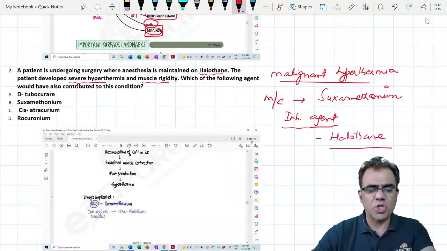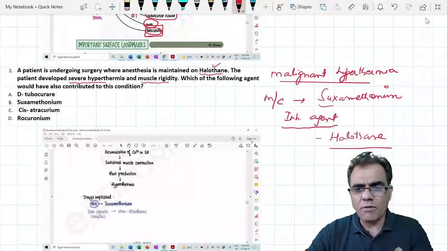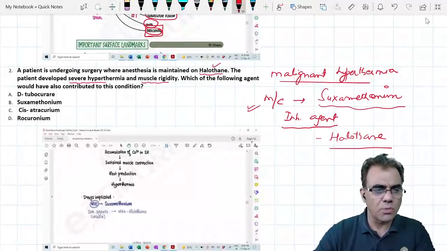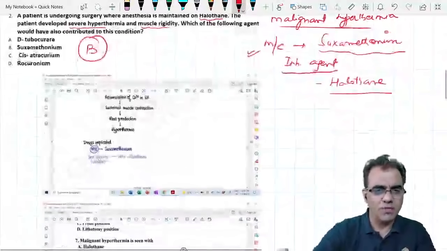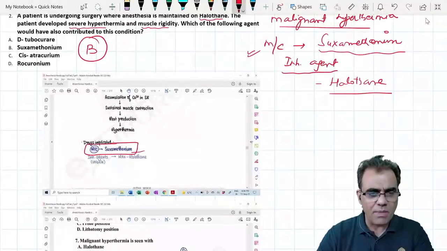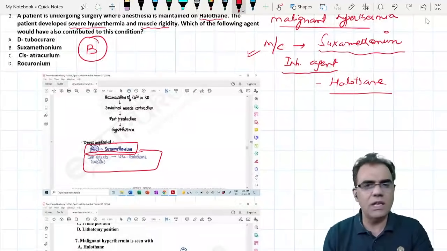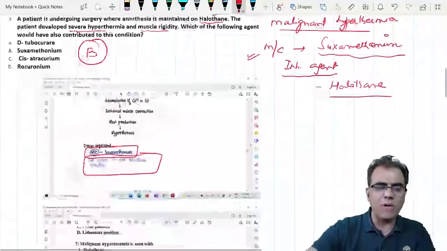So this was the question. Patient already receiving halothane, then another agent which would have triggered this condition is succinylcholine. So the answer should be succinylcholine. And this is the screenshot of our notes clearly showing the most commonly implicated drug is succinylcholine, and among inhalation agents the most commonly implicated is halothane. So again, a very easy question. I don't think anybody could have got this question wrong.